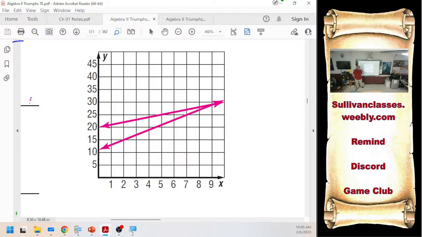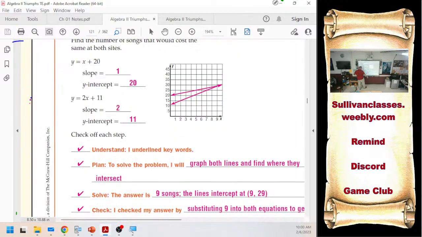You said x is 9. You can plug it back into both those equations. And if you think it's 9, then both of them should be true. If I plug a 9 in here, 9 plus 20 is 29. If I plug a 9 in here, what's 2 times 9? 18. Plus 11. 29. So sometimes you're going to have to do a little math off to the side, 9, 29, to show what's really happening. You can't just BS it.